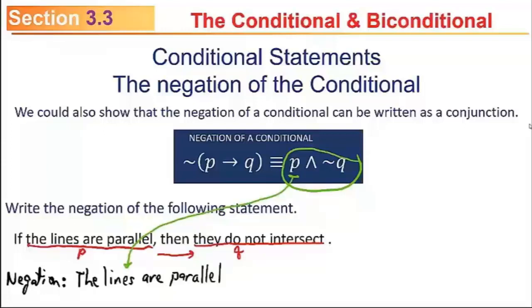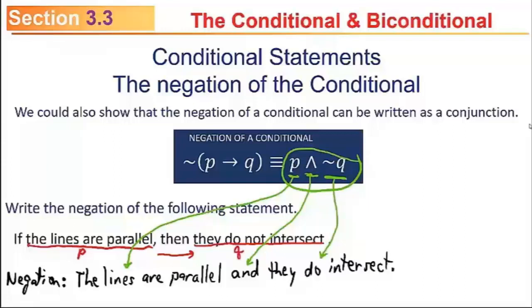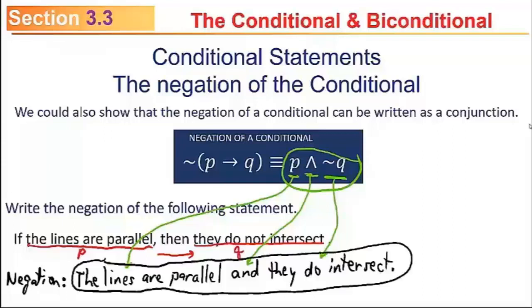The P is the lines are parallel. The conjunction is the "and not Q." If Q is "they do not intersect," then not Q would be "they do intersect." So the negation of the original statement, if the lines are parallel, then they do not intersect, is: the lines are parallel and they do intersect. And that's an example of the second of the special formulas that we are introducing right now.